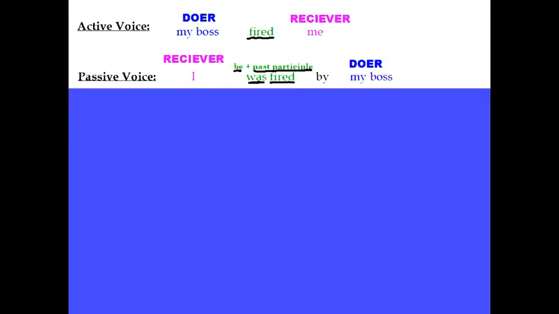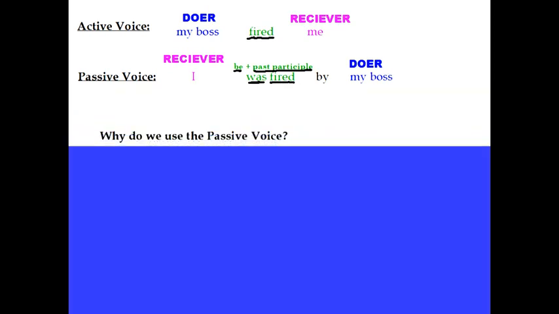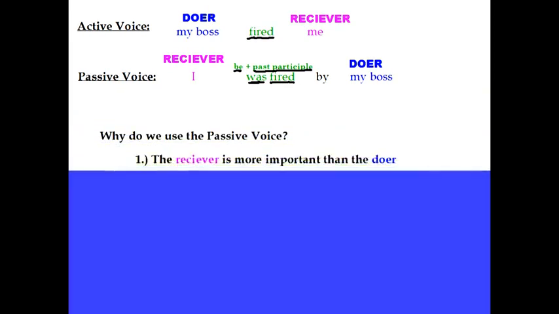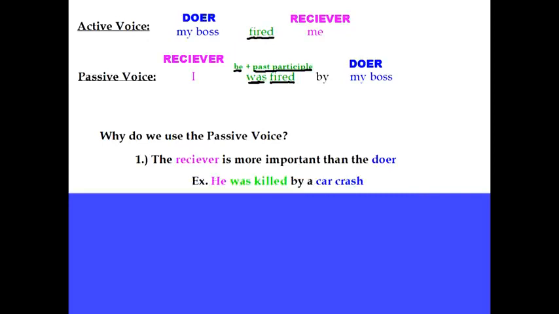Okay? Now, let's think about why. Why do we use the passive voice? Well, the biggest reason is that the receiver is more important than the doer. So, for example, if I say he was killed by a car crash, the person involved is more important than the actual car crash. So I talk about that first. So that's why I use the passive voice.